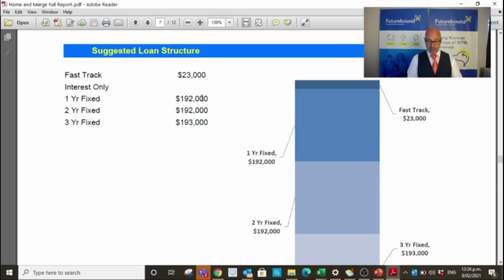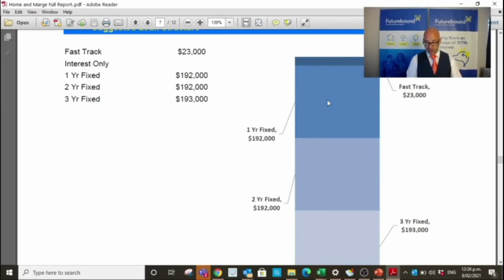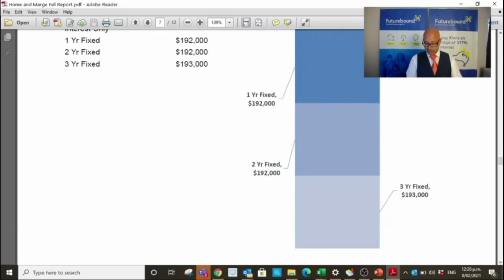And then in this example, I've broken up their remaining lending into 3 pretty much equal loans. We've got 192 on 1 year fixed, 192 on 2 year fixed, and 193 on 3 year fixed. And you can see there's a little picture here on the right hand side, which just shows you that breakdown and what it looks like visually.